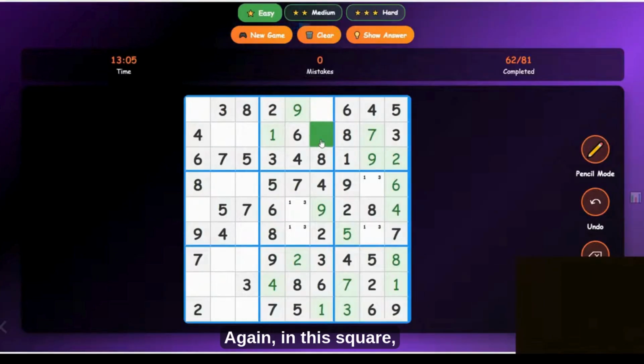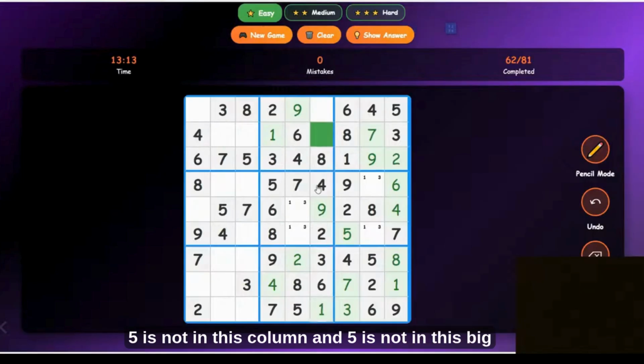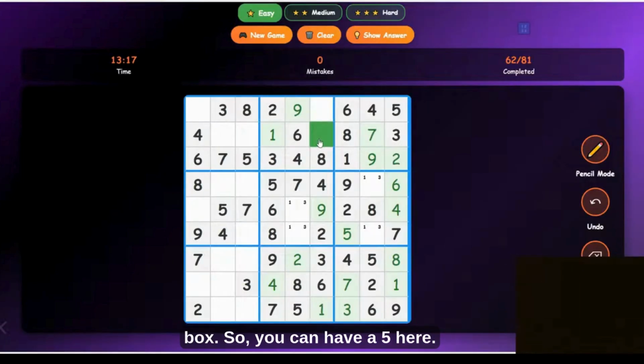Now let's look at these two squares. Again, in this square, we have 1 already there, 2 already there, 3 already there, 4 there. 5 is not in this row, 5 is not in this column, and 5 is not in this big box. So you can have a 5 here. Let me write it in pencil. Then 6 is there, 7 is there, 8 is there, and 9 is also there. So this is your final answer, 5.